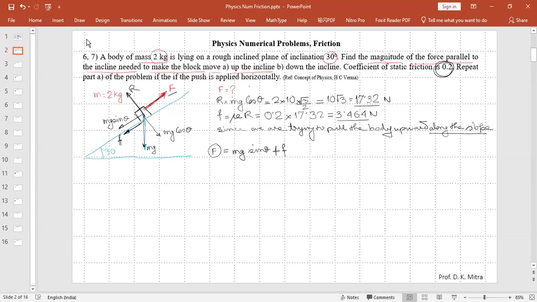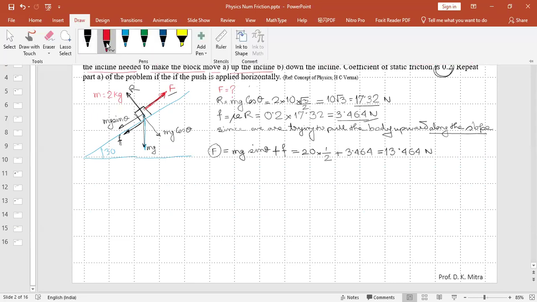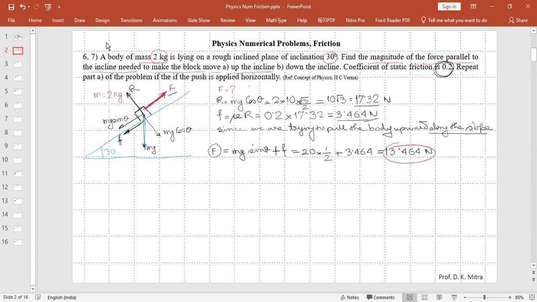Find the magnitude of the force, just the amount of the force needed to make the block move up. This is equal to mg sin theta plus f. If you calculate, m is 2, g is 10, so it makes 20. Sine theta is half, plus f is 3.464. This F will be equal to 13.464. So this is one of your answers: the amount of force needed to pull the block upward.